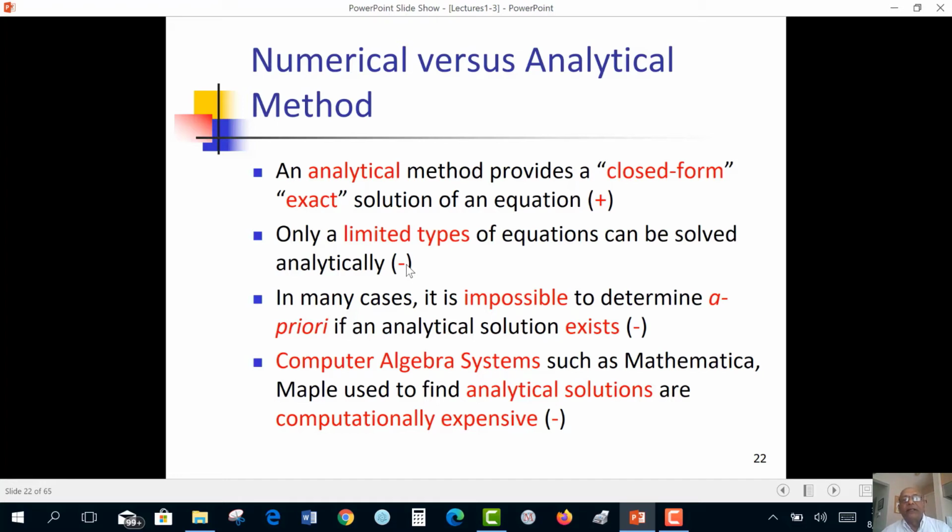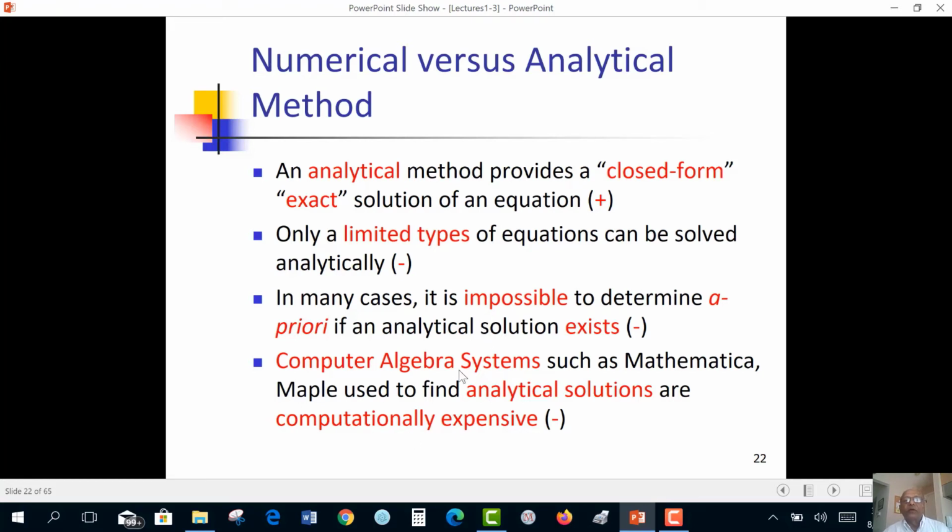The negative part of it is you can only solve a very limited types of equations. A vast majority of the equations you cannot solve analytically. In many cases, it is impossible to say whether an analytical solution exists. If somebody gives you one equation or a set of equations, just by looking at it, you cannot say if a solution exists. You have to work with the problem to find if a solution exists or not.